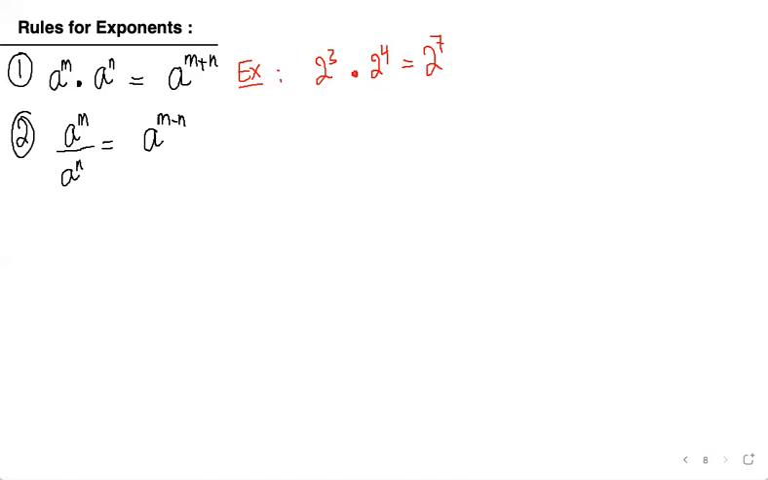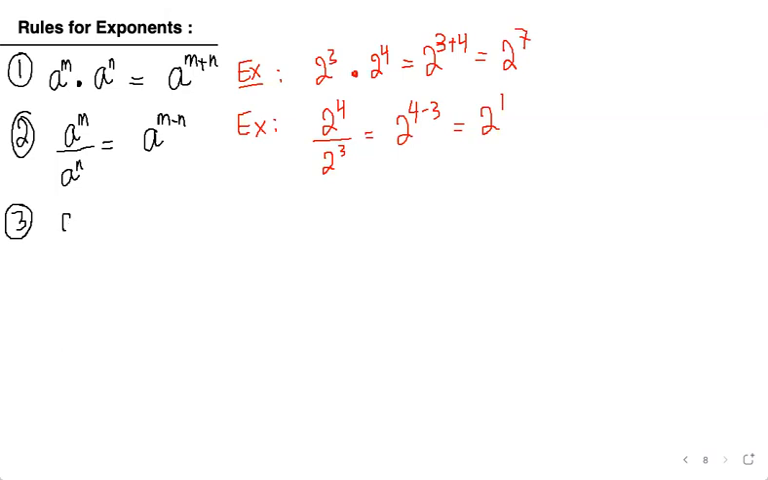Small example for this. 2 to the power 4 over 2 to the power 3. This is equal to 2 to the power 4 minus 3, and this is equal to 2 to the power 1. For the multiplication case, I can say this is equal to 3 plus 4, and this is equal to 2 to the power 7. Number 3.